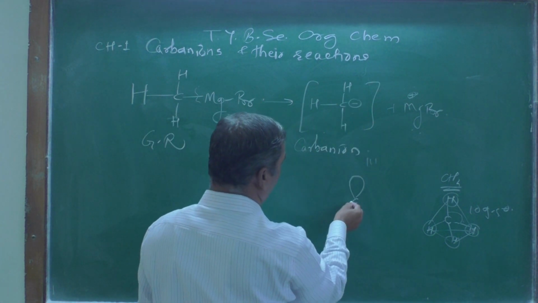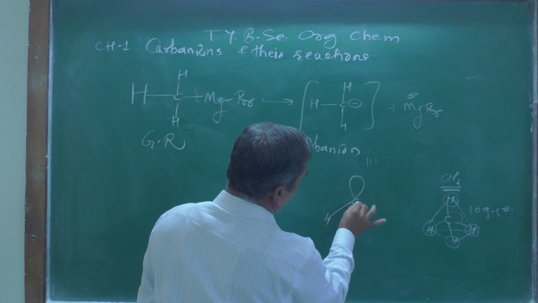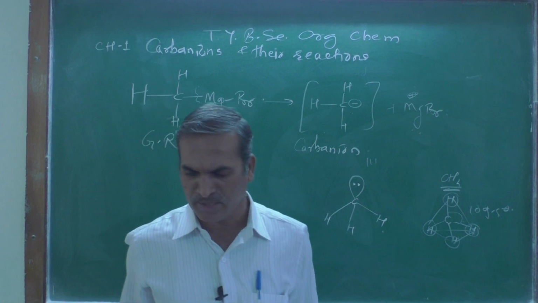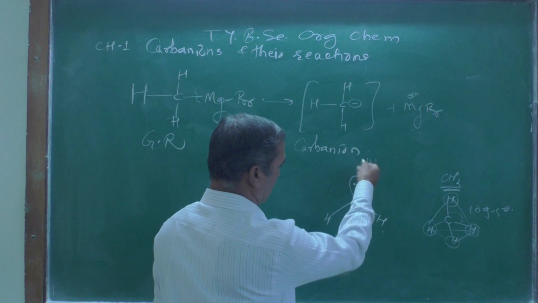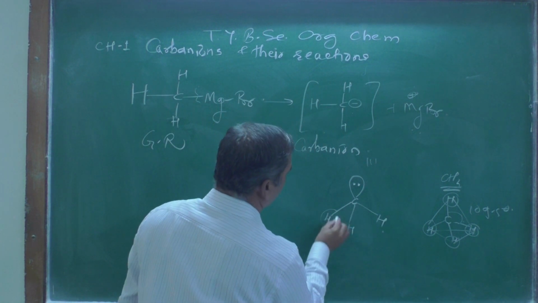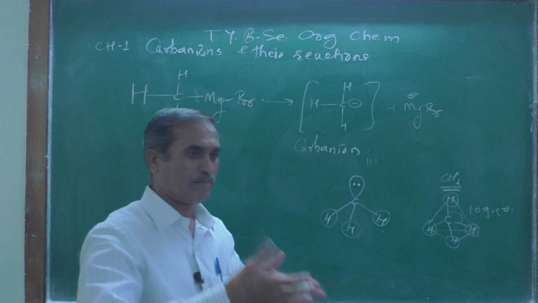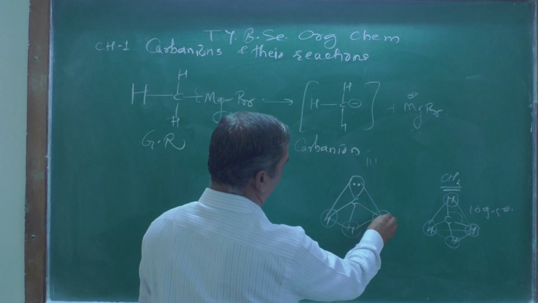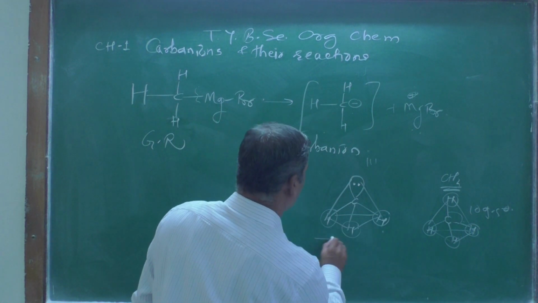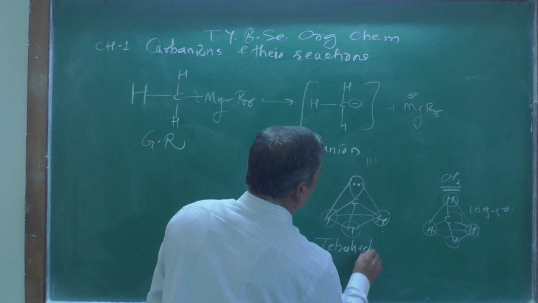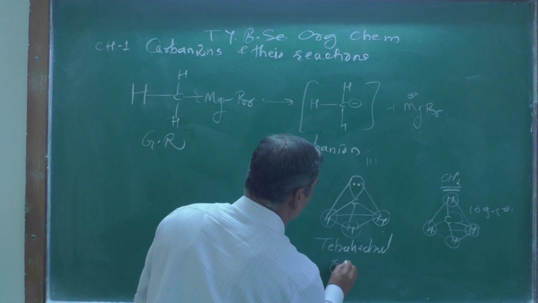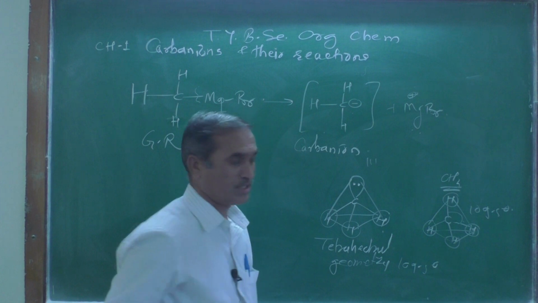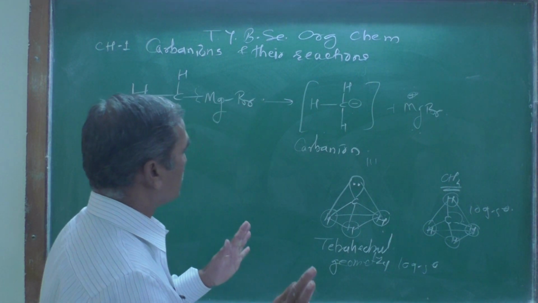Here also, three hydrogen atoms are arranged like this. The negative charge is nothing but a lone pair, which causes more repulsion, and these three hydrogens are arranged symmetrically in a tetrahedral manner. This is a tetrahedral geometry, and the bond angle is found to be 109.5 degrees. So that is the carbanion form.